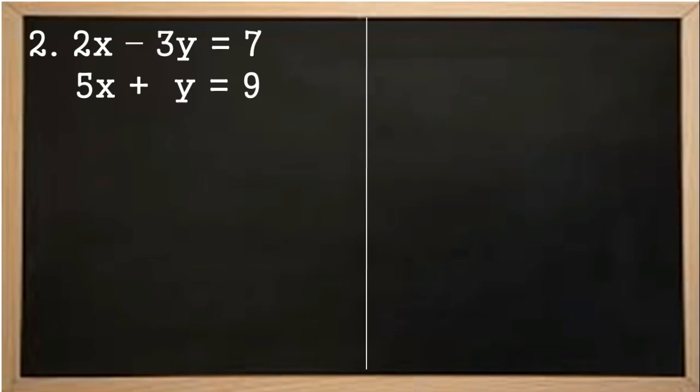2x minus 3y is equal to 7. 5x plus y is equal to 9. Now, to make you understand, children, in this second question, I am going to consider the second equation. What is the second equation? That is 5x plus y is equal to 9.